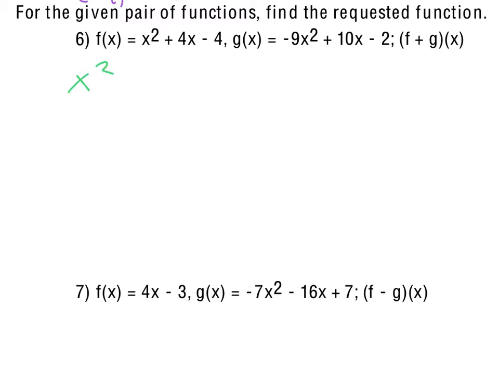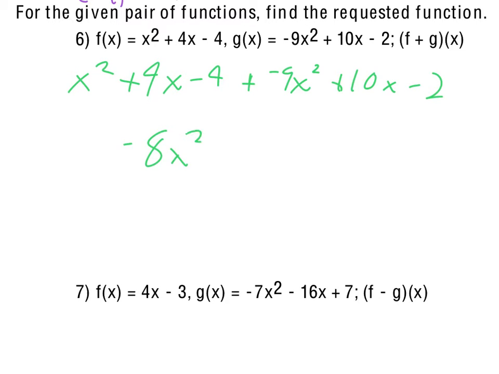So we'd have an x squared plus a 4x minus a 4 plus the negative 9x squared plus 10x plus the minus 2. Combining the x squareds, we get negative 8x squared. Combining the x's, we get 14x. And then the minus 4 and the minus 2 makes minus 6. So that's what we're looking at there, negative 8x squared plus 14x minus 6.